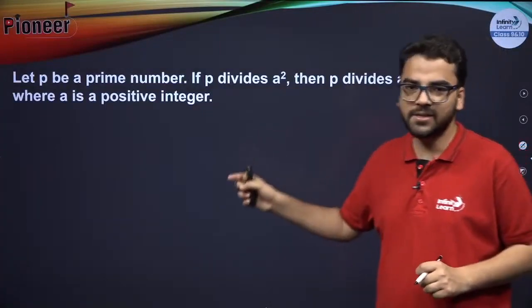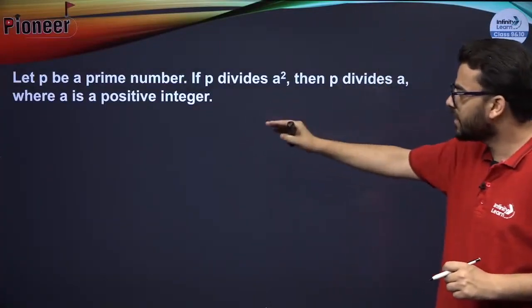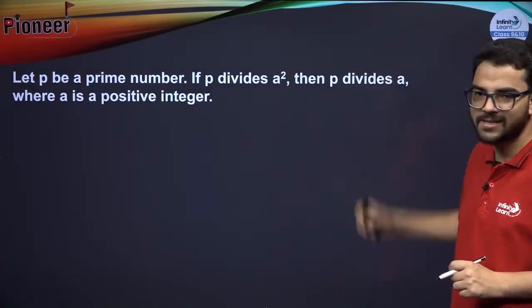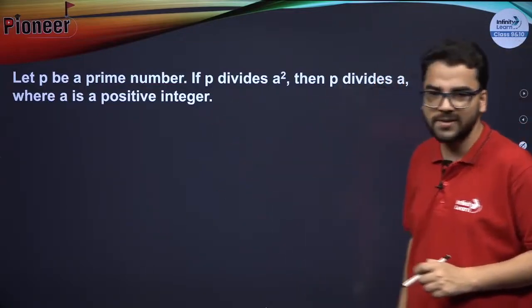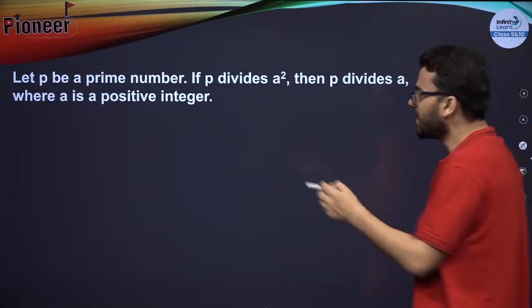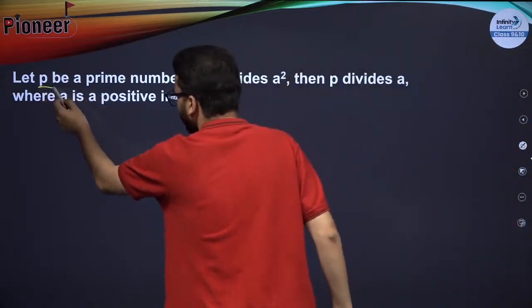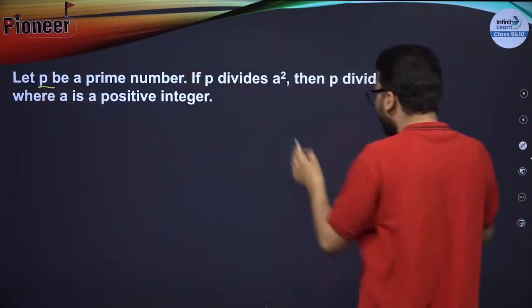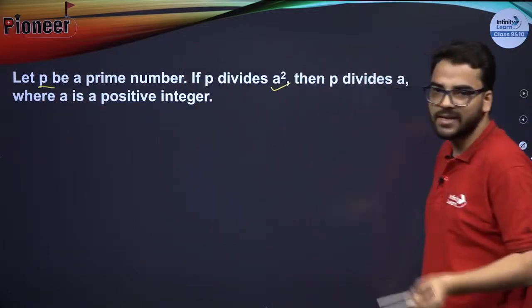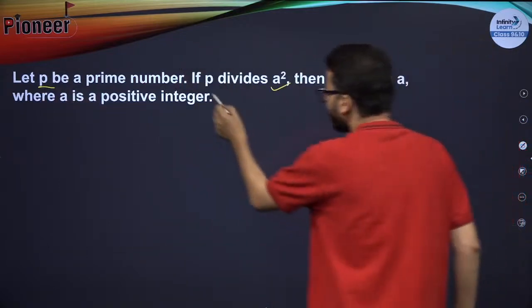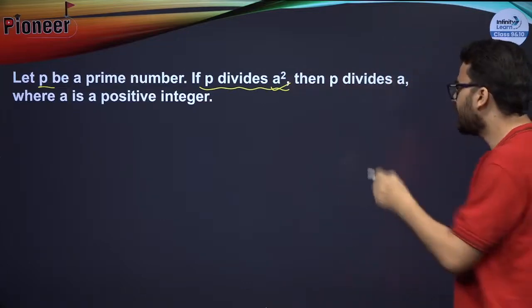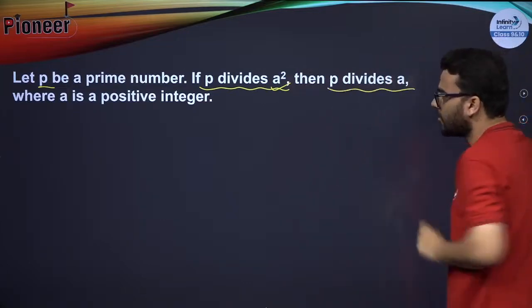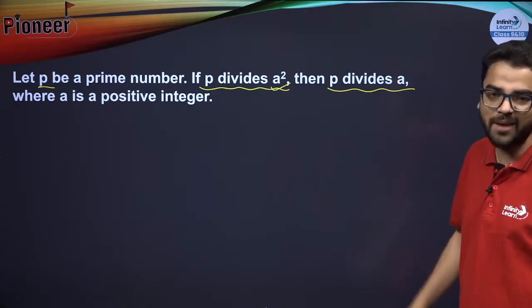So the very first theorem you've got over here: let P be a prime number, if P divides A square, then P divides A as well, where A is a positive integer. If P is a prime number, and if P divides A square, meaning P is a factor of A square, P is a divisor of A square, then P will be dividing A as well. But the thing is, P has to be a prime number.